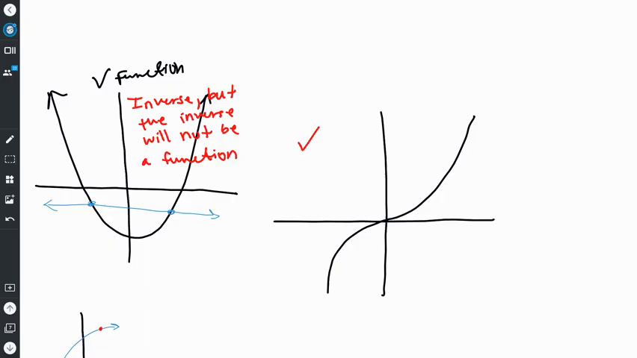Okay, does this cubic pass a horizontal line test? Yeah, so it will have an inverse, and the inverse will be a function. Do you guys see the difference? All equations and all functions will have an inverse. It's just determining whether the inverse will be a function or not.